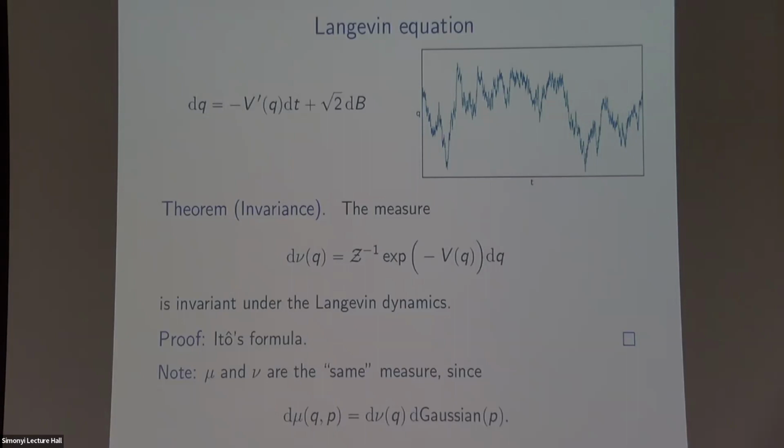Roughly speaking, you should view them as being the same. If you understand this measure, you understand this measure because you understand Gaussians. And if you understand this measure, you understand the nu measure because you just take a marginal. So these are pretty much equivalent.